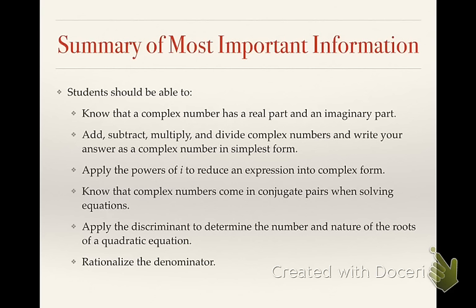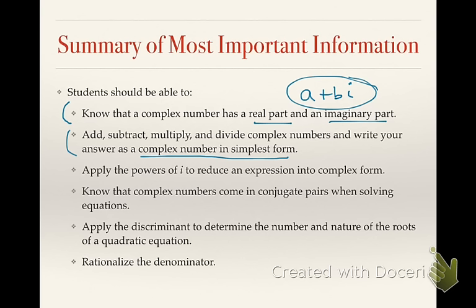Here's a summary of what you should be able to do from this unit. This was a nice little supplement to the previous unit on the quadratic formula, but it introduces the notion of a complex number and an imaginary number. You should know that a complex number has a real part and an imaginary part, and is always written in the form a plus bi, real part plus the imaginary part. You should be able to add, subtract, multiply, and divide complex numbers, and write your answer as a complex number in simplest a plus bi form. You should be able to apply the powers of i to reduce an expression into a complex form.